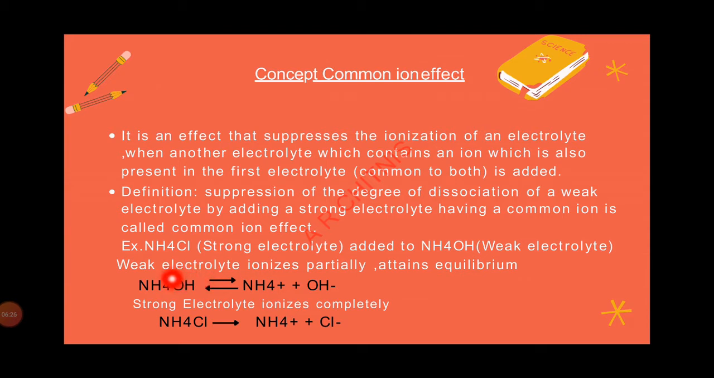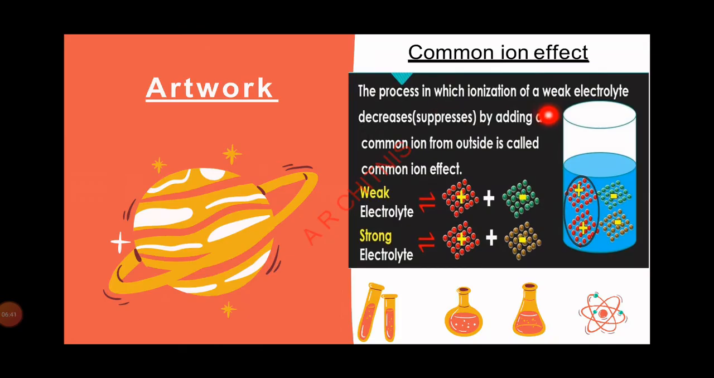So which is the weak electrolyte here? NH4OH is a weak electrolyte, and by adding a strong electrolyte, that is NH4Cl, which has NH4 plus as the common ion. This common ion effect is very nicely explained with this picture. The process in which ionization of a weak electrolyte decreases or is suppressed by adding a common ion from outside is called the common ion effect.